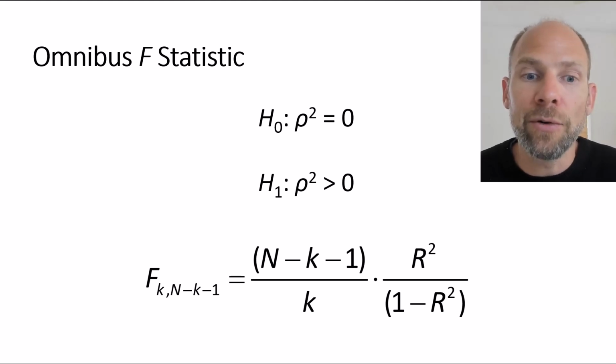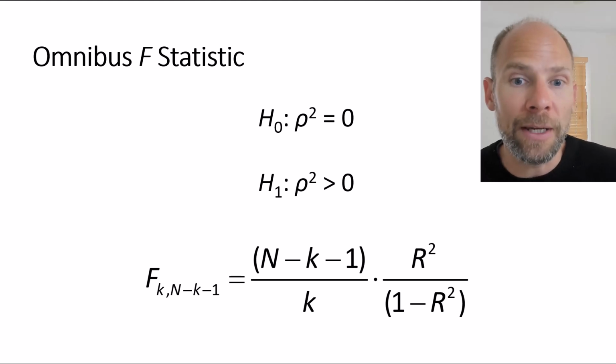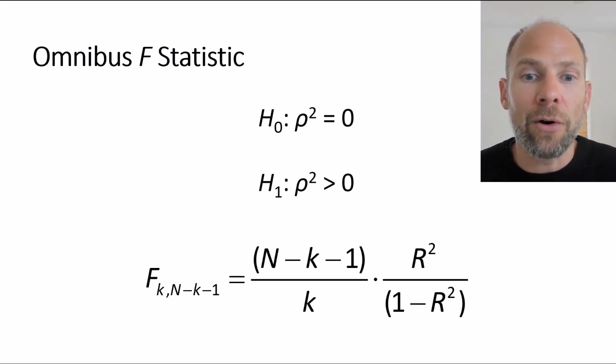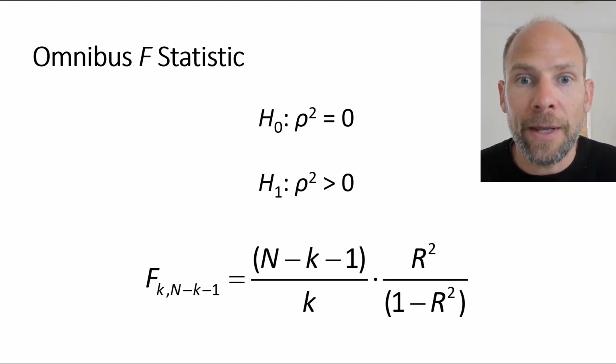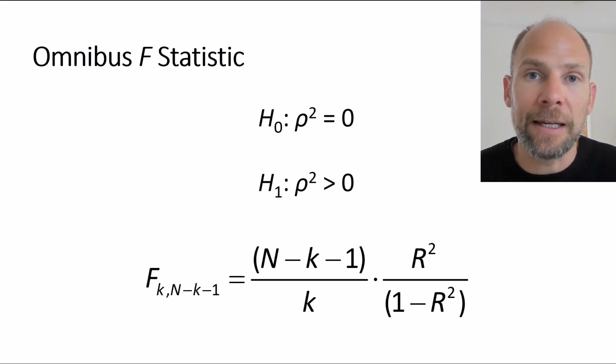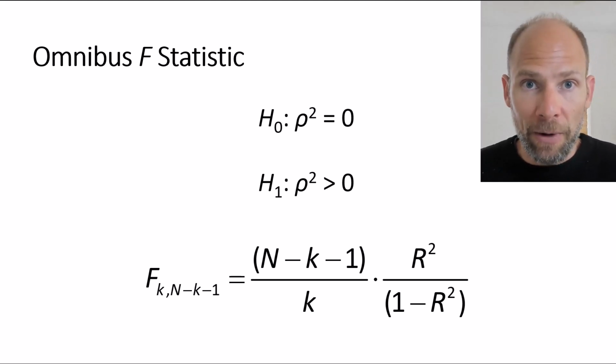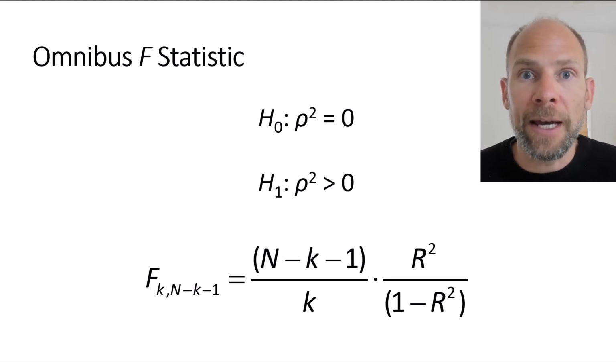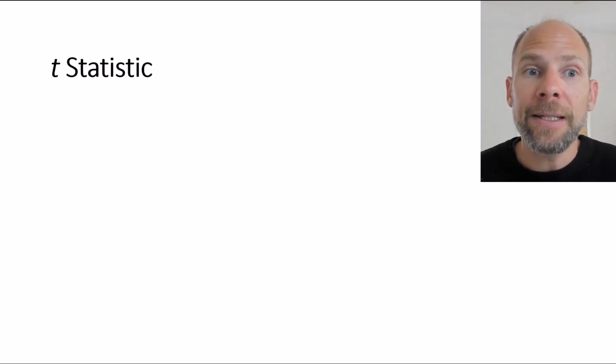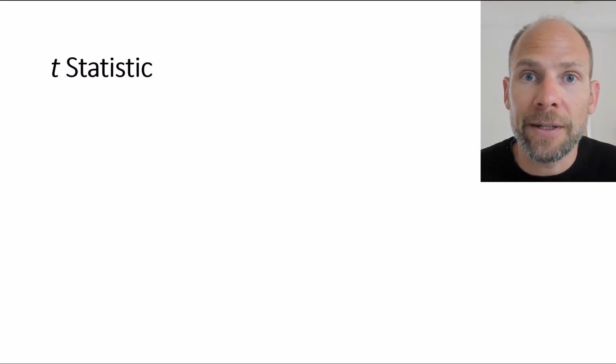and this can be tested with an F statistic that has k numerator and n minus k minus 1 denominator degrees of freedom, and it's calculated according to the formula that you can see here, where you can see it's a direct function of R squared as well as the sample size and the number of predictor variables. So then we can take a look at whether the F statistic is significant. We can determine a p-value for the F statistic to find out whether our coefficient of determination R squared is significantly different from 0.